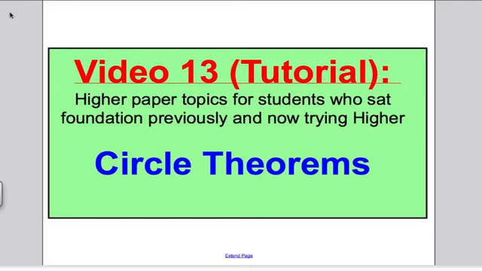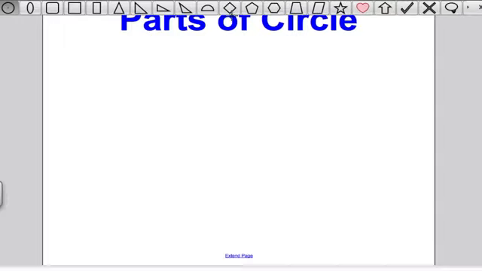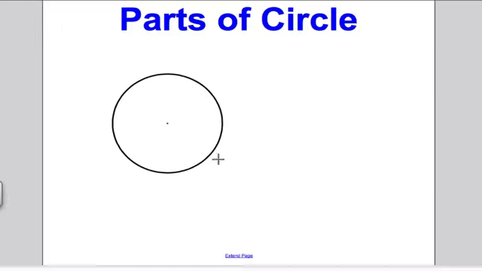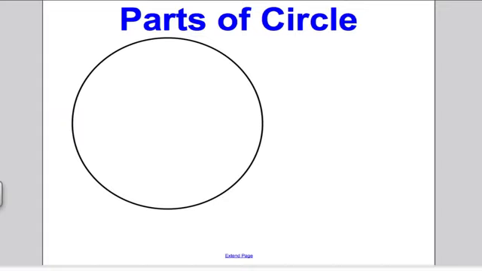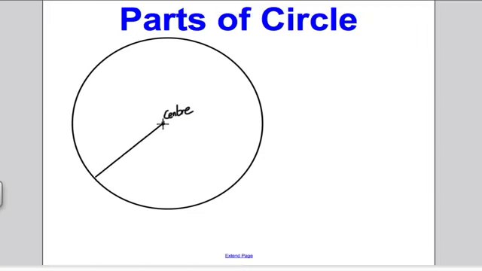Before we launch into the circle theorems, let's just talk about the parts of a circle. So I'm going to start and draw ourselves out a circle here. Now, a key part of the circle is the center. A line from the center to the circumference of a circle, I'll deal with that in a second, is called a radius. And you can think of it like sun rays coming out from the center of the sun.